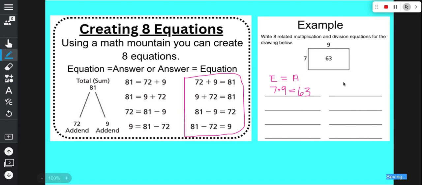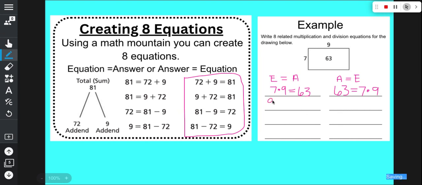On the other side, we can start with the answer that we just had and then rewrite the equation we wrote. So our answer said 63, so we're going to start with that. And it's going to equal, our equation said 7 times 9. So we're going to keep it in the same order, 7 times 9. So now we went answer, equation.